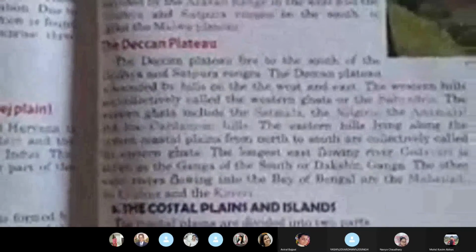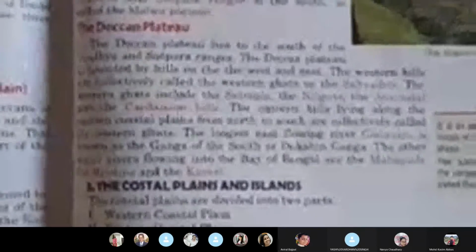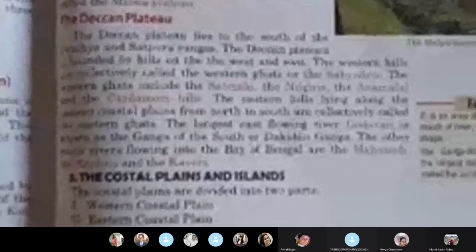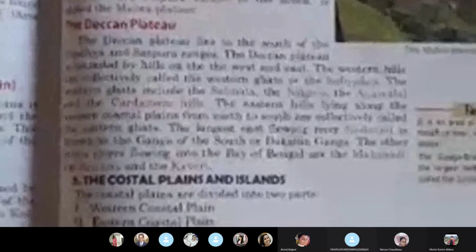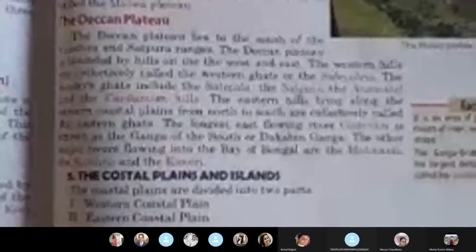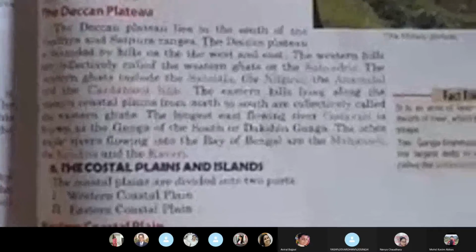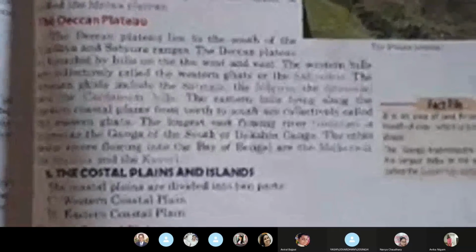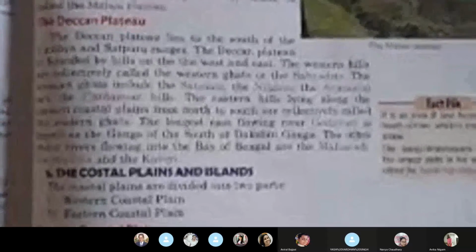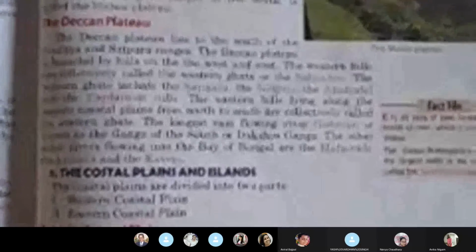The Deccan Plateau lies to the south of the Vindhya and Satpura ranges. The Deccan Plateau is bounded by hills on the west and east. The western hills are collectively called the Western Ghats or the Shyadris. The Western Ghats include Satmala and Nilgiris and Anamalai and the Cardamom Hills. Please just go through it.